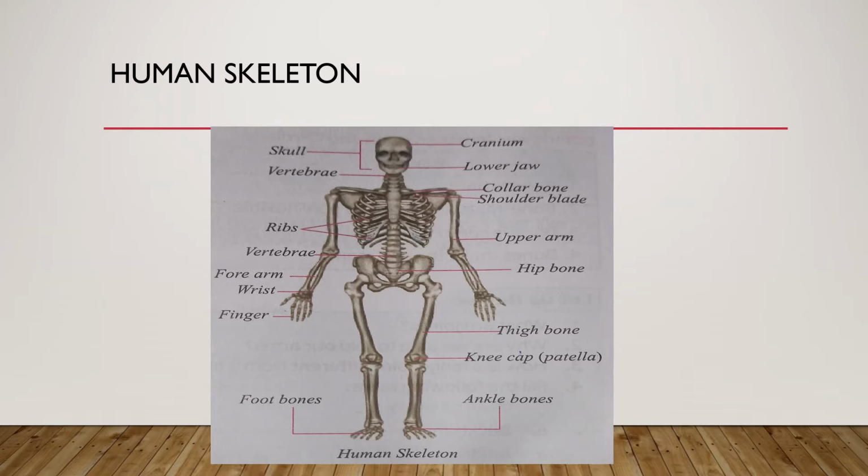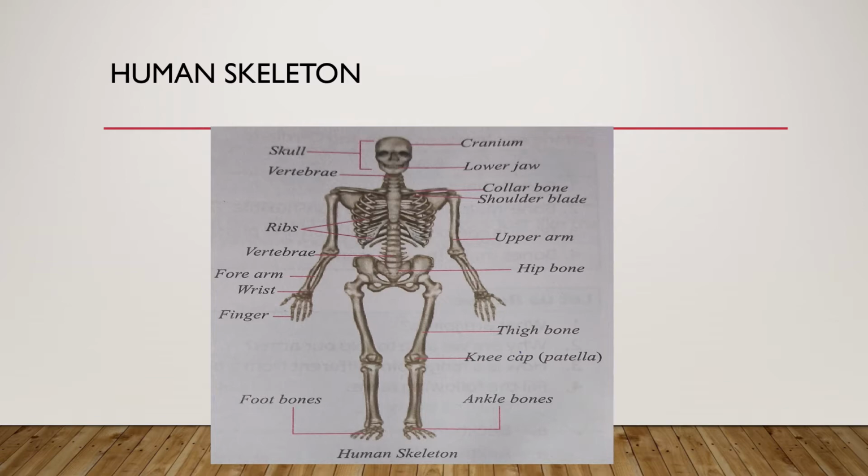What is the cranium? The cranium is also known as the brain box, which covers and protects the delicate organ, the brain. Then we have the facial bones like the upper jaw and lower jaw. These all come under the category of skull. After that, we have the collar bone or the neck bone. Then at the back, we have the vertebrae or the vertebral column. Then in the front, we have the shoulder bone. Then we have ribs, upper arm, lower arm, and then wrist and fingers.